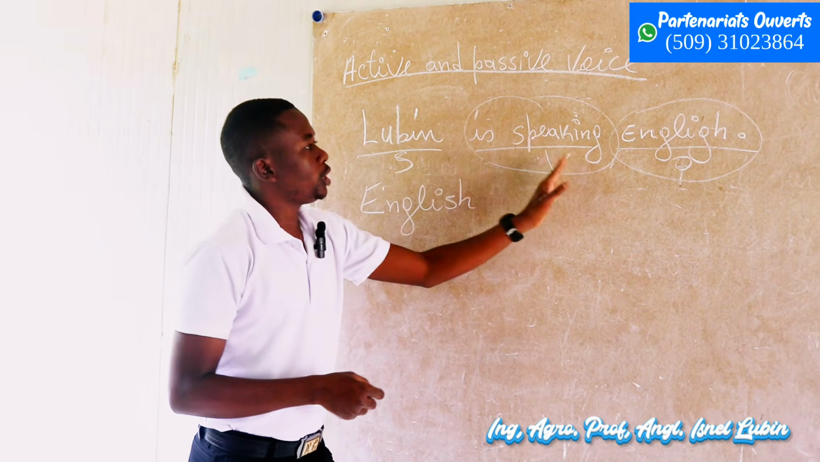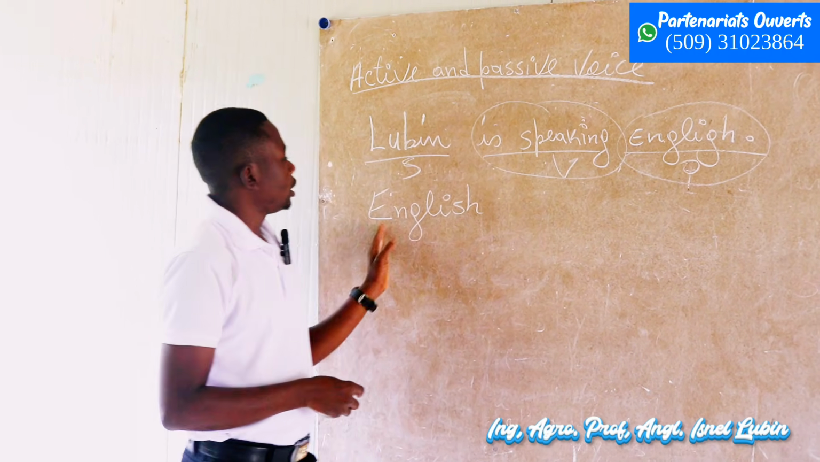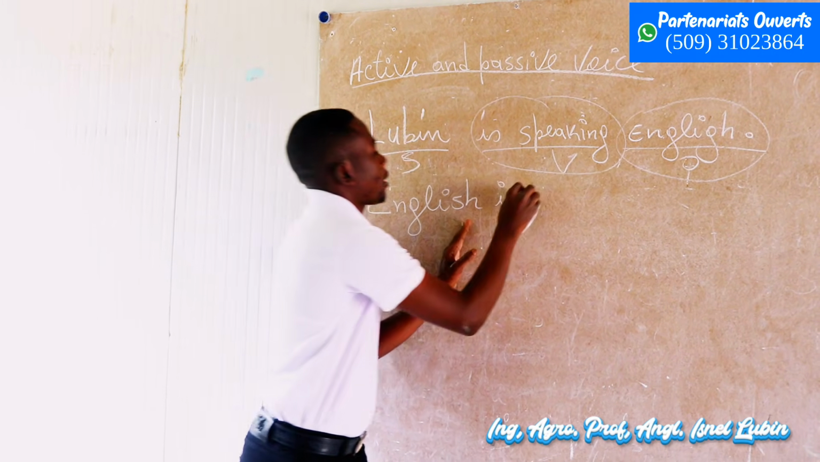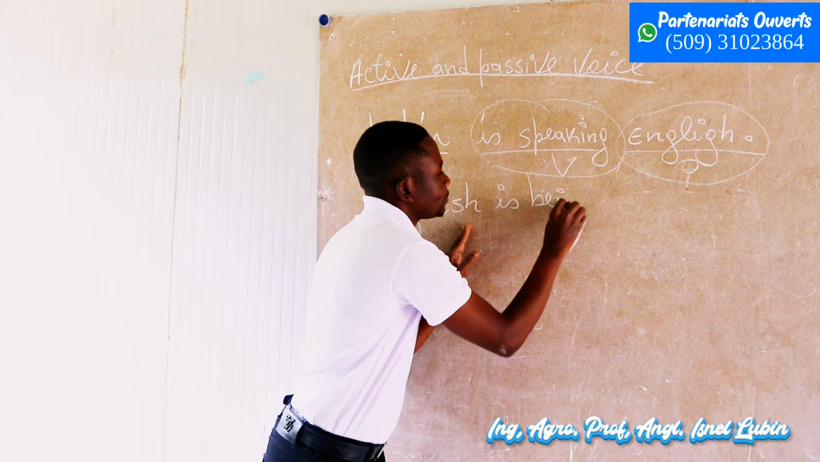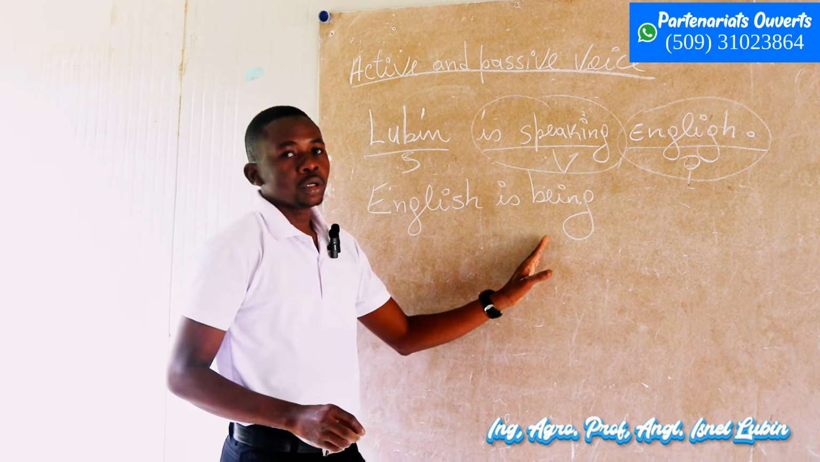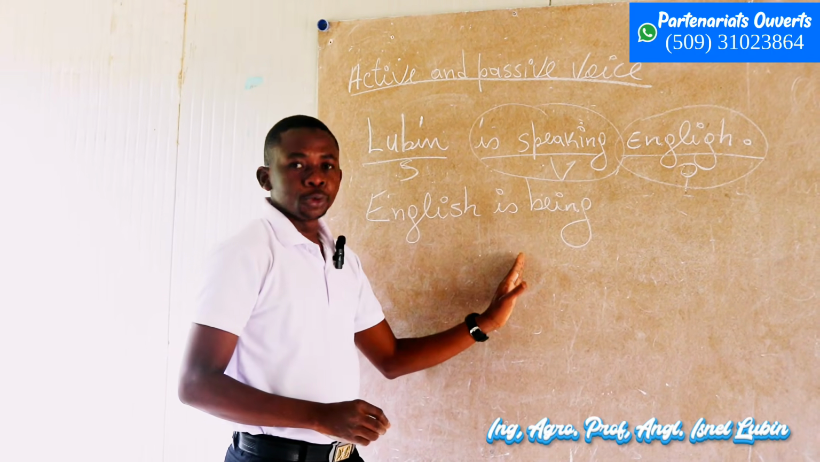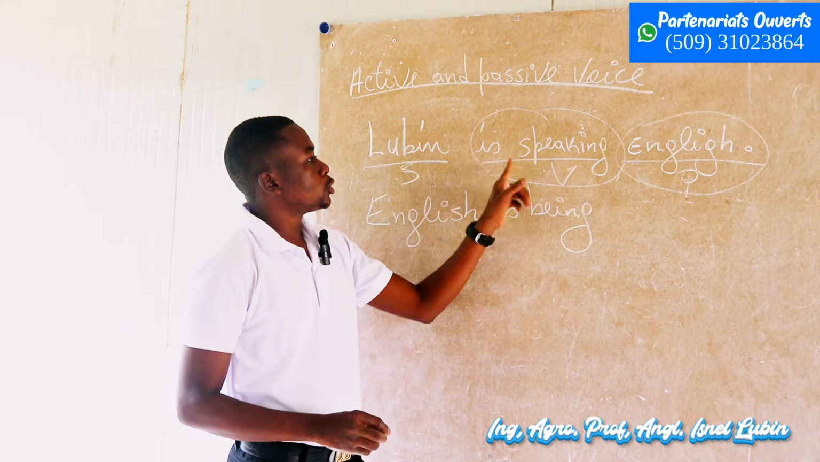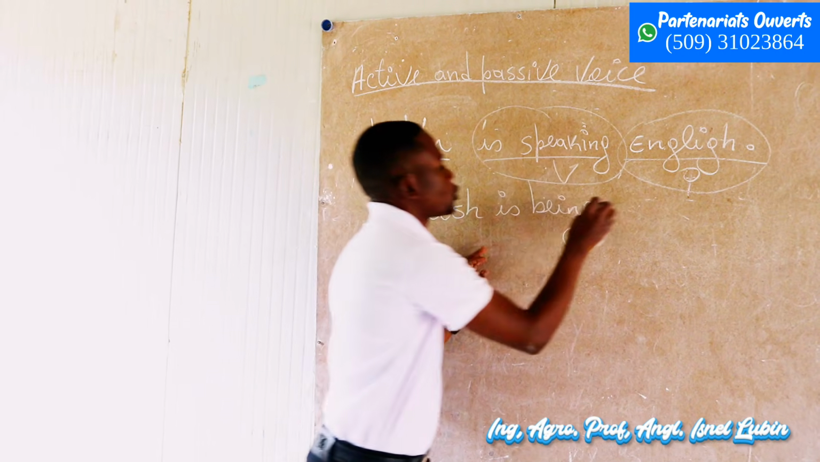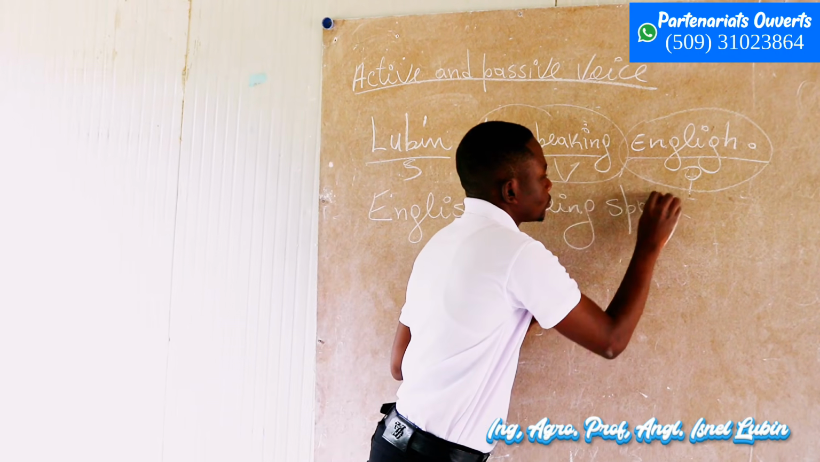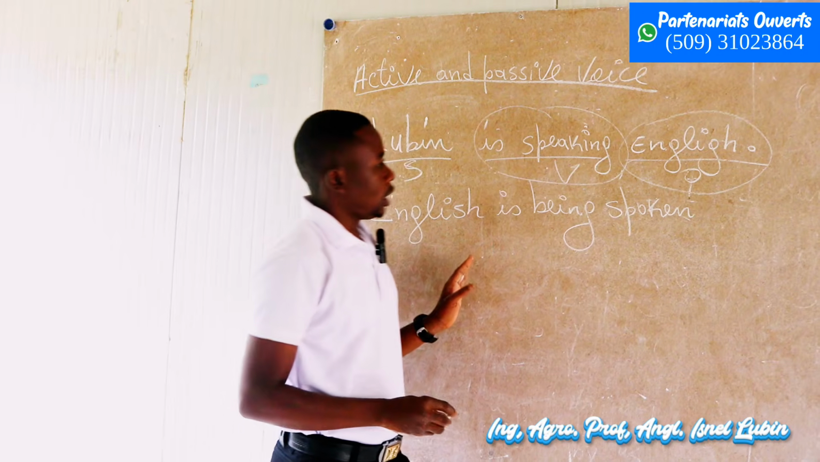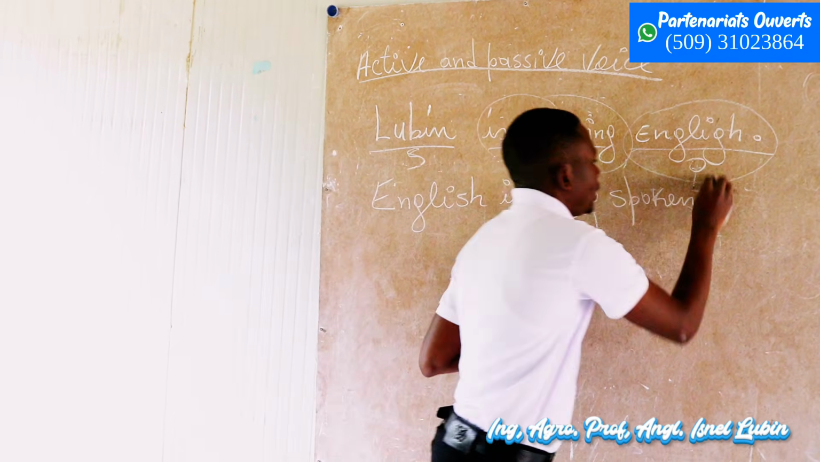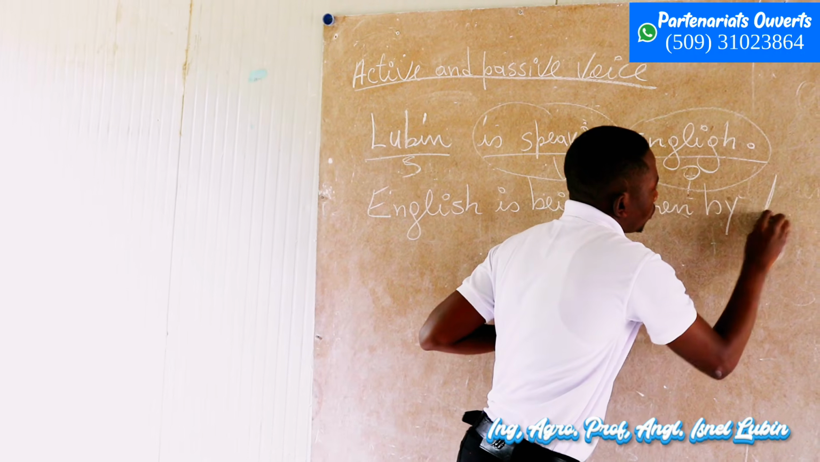Lubin is speaking English. English is being. Now I will add the past participle of the verb to speak, which is spoken. And then I will put by Lubin.